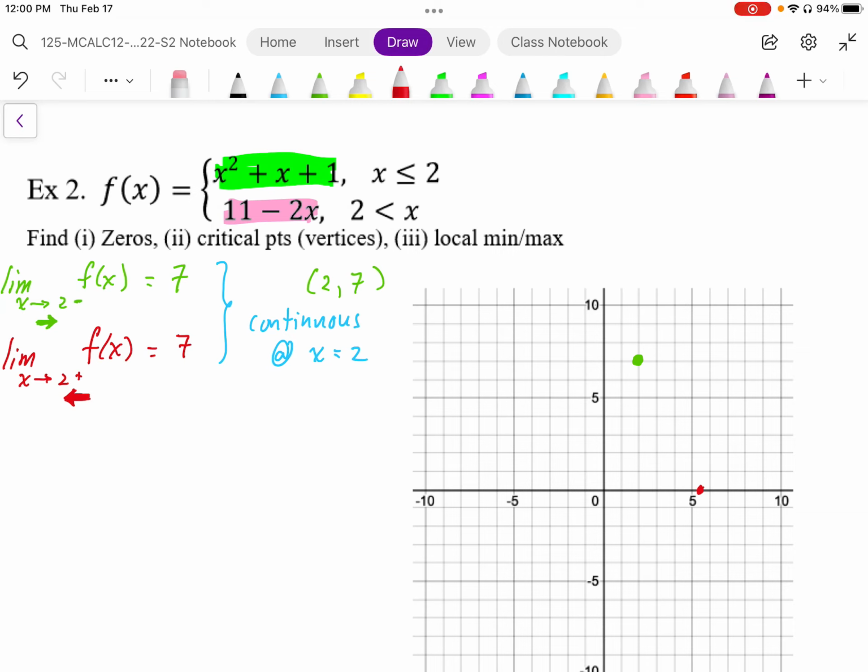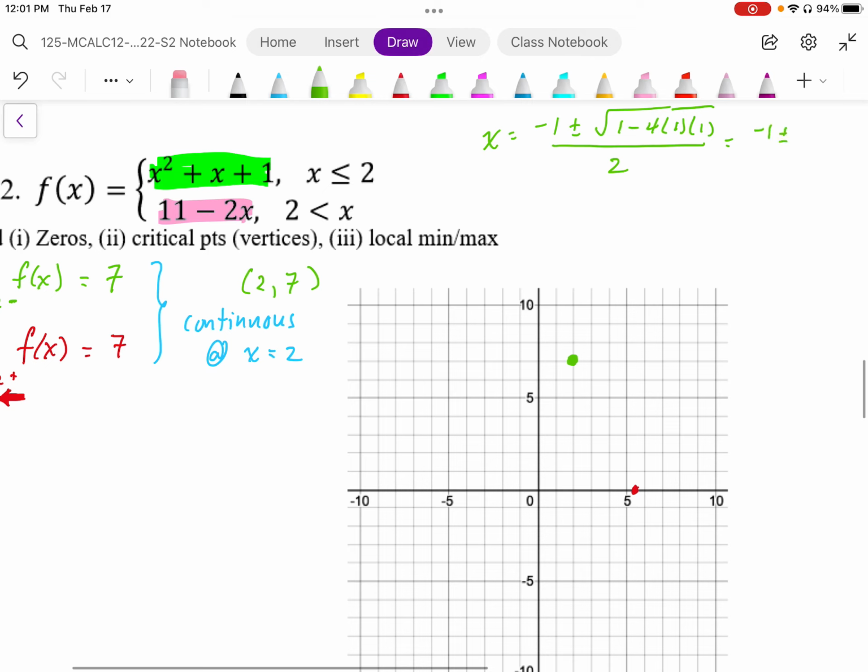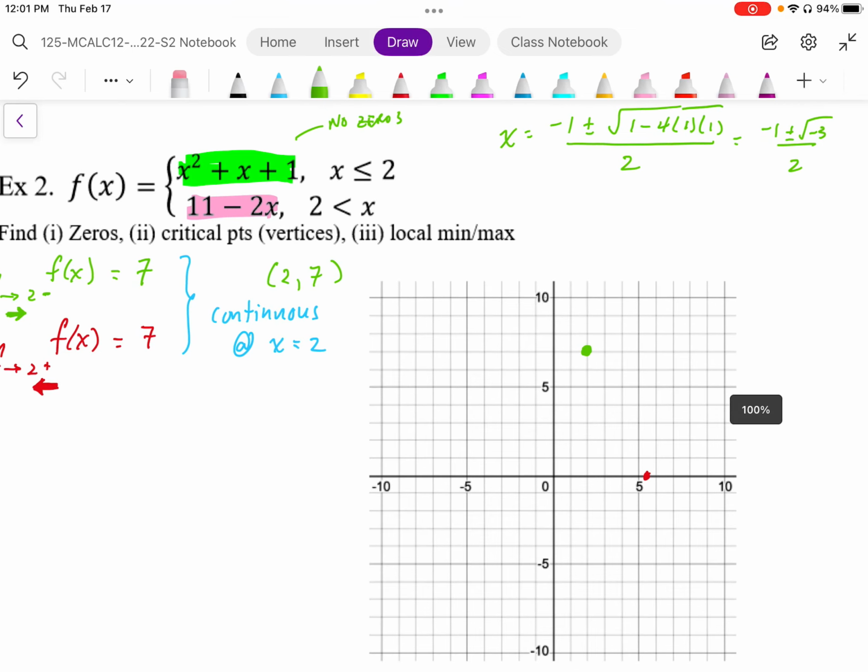If we take a look at the green graph, we see if it has any zeros. Solving that quadratic equation, we get x equal to negative 1 plus or minus the square root of 1 minus 4 times a times c. I end up with a negative discriminant. So negative 1 plus or minus the square root of negative 3 means there's no solution. So no zeros. That's my only zero.